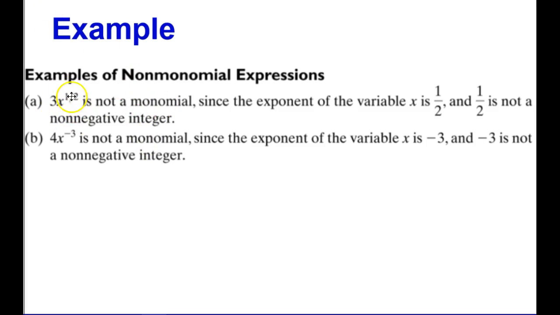So 3x to the 1/2 is not a monomial, right? Since this x has an exponent that's not a whole number, not a counting number, it's a 1/2. So I know that that's not a non-negative integer. So I know it's not a monomial. Again, here I have a negative, and I see that that's also not a non-negative integer. So again, not a monomial.